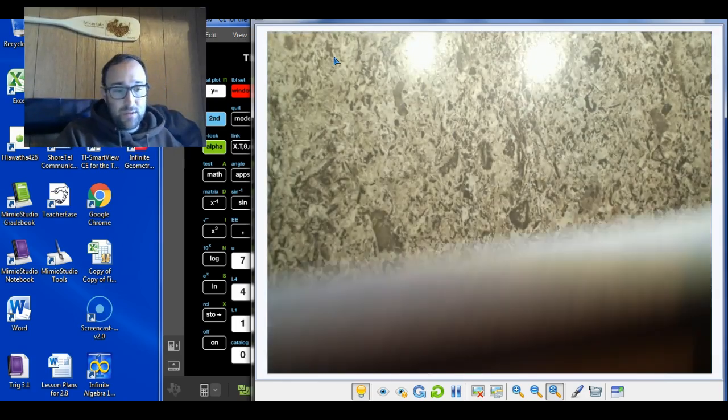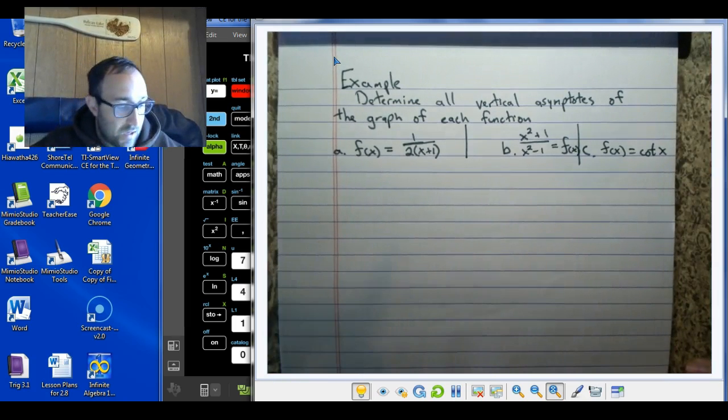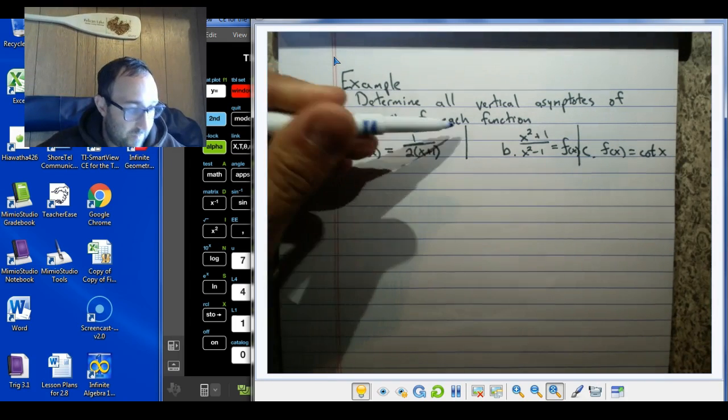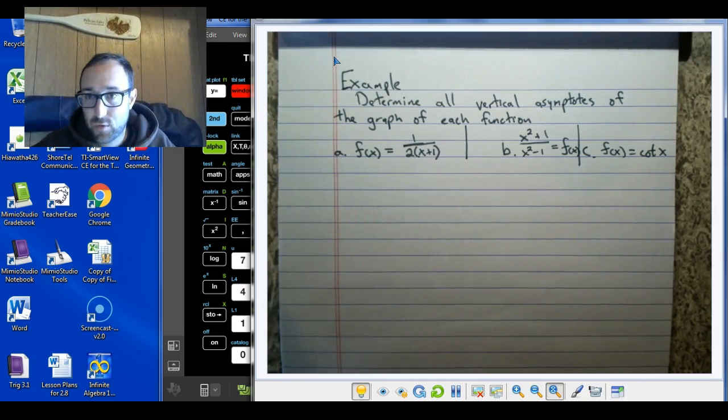So let's do an example to maybe clear this up just a little bit, or at least to give you some context for what we're talking about. Determine all vertical asymptotes of the graph of each function. First of all, is my top number ever going to be 0? Don't have to worry about that. No.